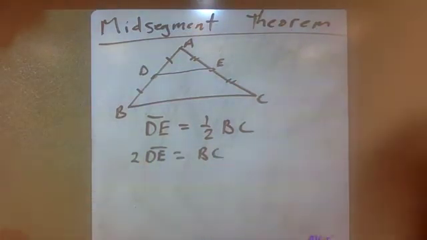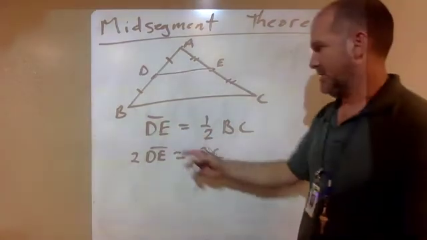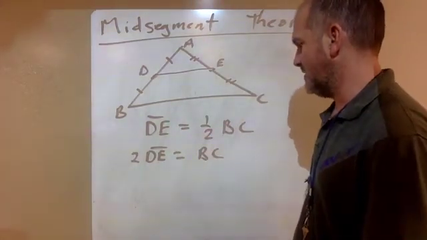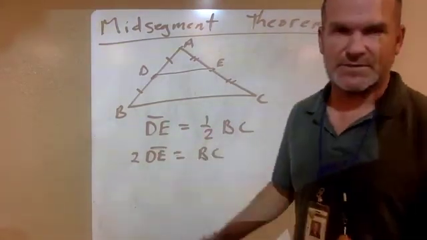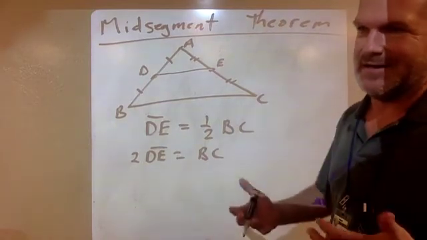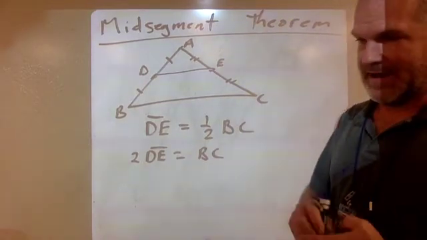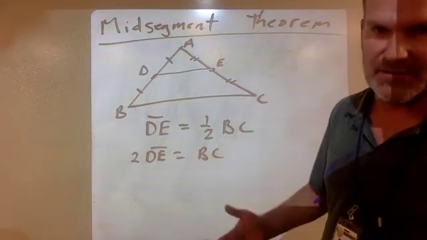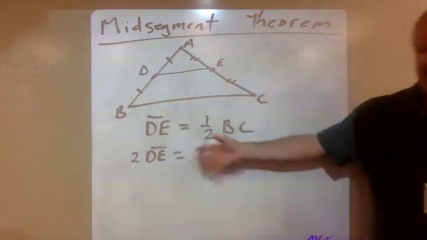It's like saying DE is half the length of BC, or BC is twice the length of DE. 10 is twice as long as 5, or 5 is half as long as 10. They mean the same thing. Right, that's one thing to know.